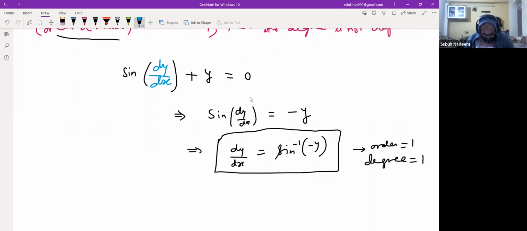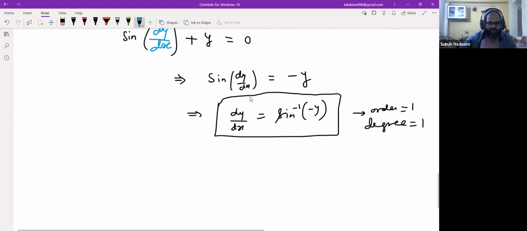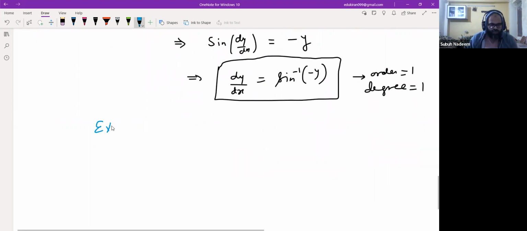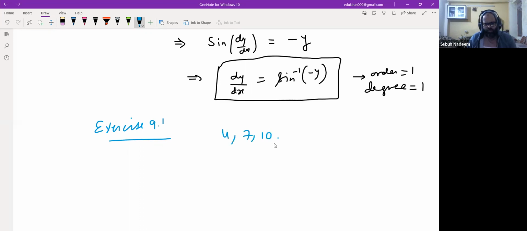Okay, for example, from exercise 9.1, you can see a few questions. So these are small questions, 4, 7, 10, 12. You don't have to do much calculation. You have to tell the order and degree, if degree is defined, of these differential equations.